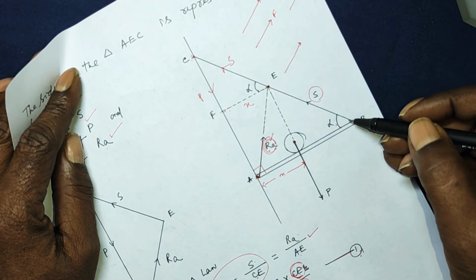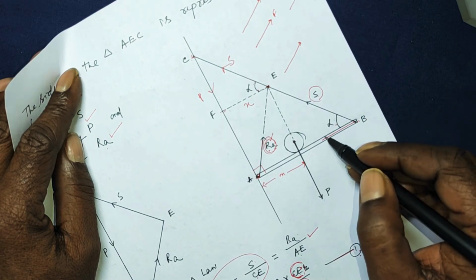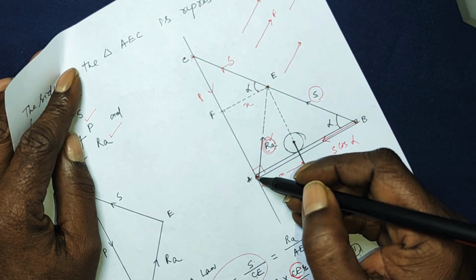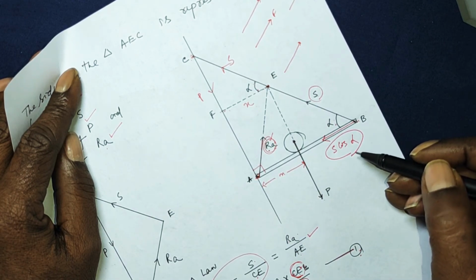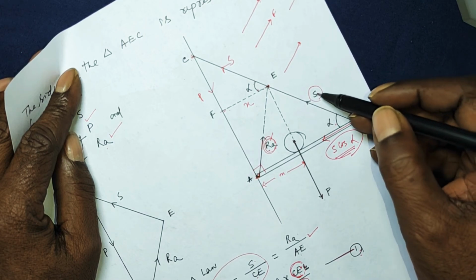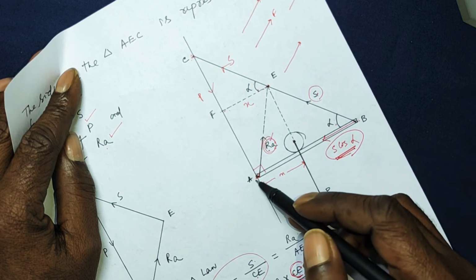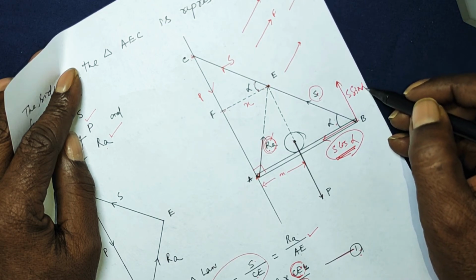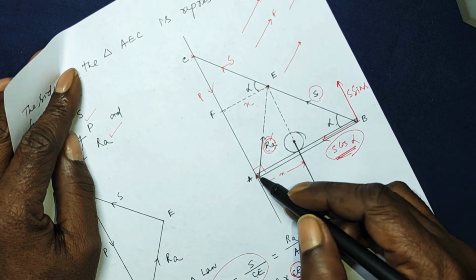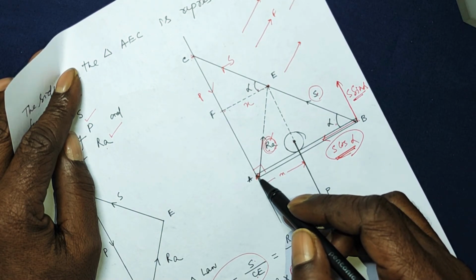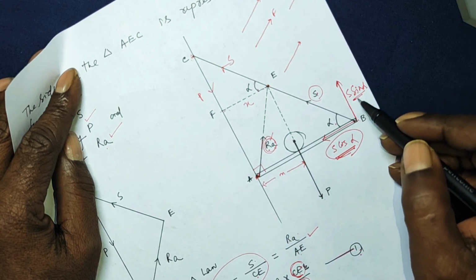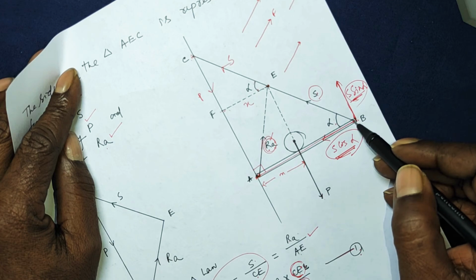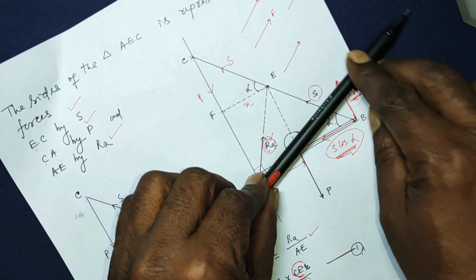Then if you look at S, split S into two rectangular components. One along this will be S cos alpha, and S cos alpha is passing through point A, so it does not have any turning effect about point A. But this other component, equal to S times sin alpha, will produce a turning effect about point A because S sin alpha is at a perpendicular distance, from here to here, equal to L. This force S sin alpha times this length will be an anti-clockwise turning effect about point A.